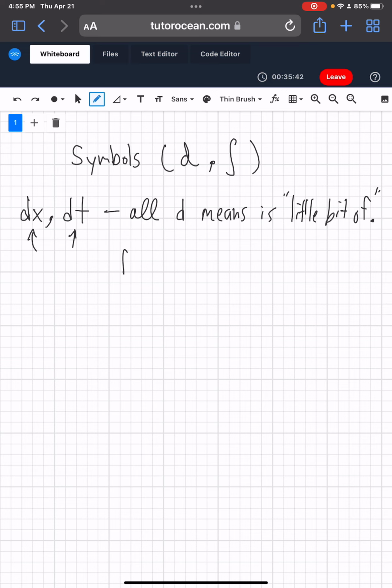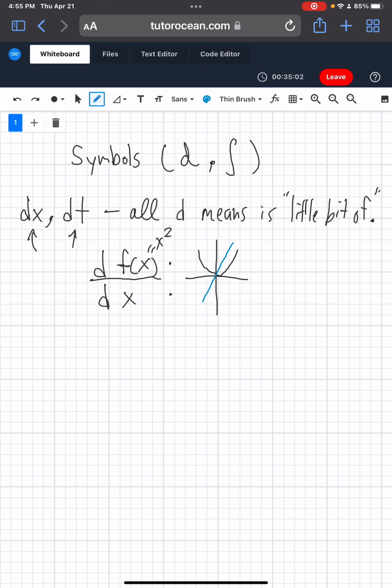That's all it means. And when you see f of x, a function, and then you see d in front of it over dx, what does that mean? It means a little bit of the function x over a little bit of x. And what does that mean? Like, let's say f of x is like x squared. Well, if you derive that, it'll be 2x with the chain rule.